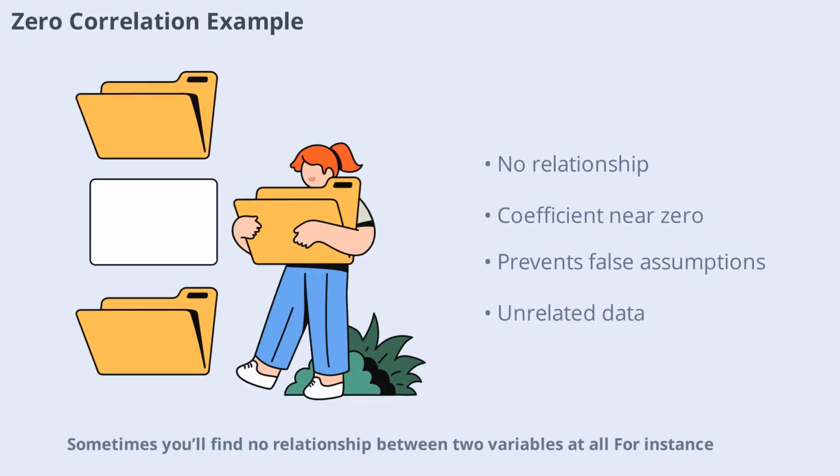Sometimes you'll find no relationship between two variables at all. For instance, if you compare shoe size and intelligence, you're likely to find a correlation coefficient close to 0. This means there's no meaningful connection between the two. Recognizing zero correlation is just as important as spotting strong relationships, as it prevents you from making false assumptions based on unrelated data.